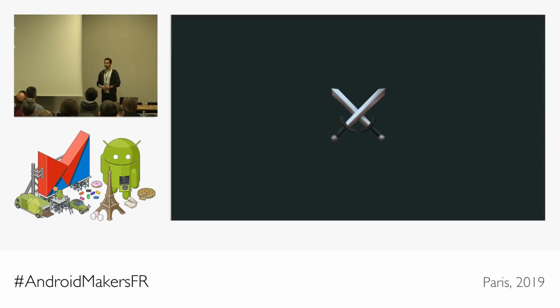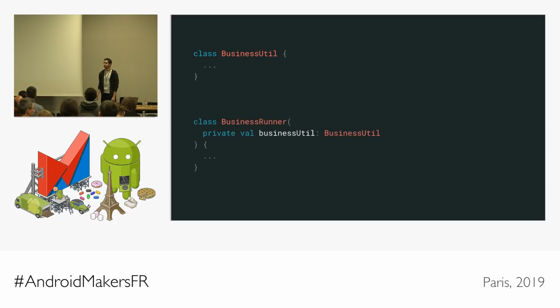After this colorful introduction, let's switch to dark mode and get started for real. So let's start with two simple business classes. Let's start with a business util and then a business runner that uses the business util in its business. So the idea is that I want Dagger to be able to create those dependencies for me, right? So if I want to have that here, all I have to do is annotate the constructor of these classes with inject. And that's it.